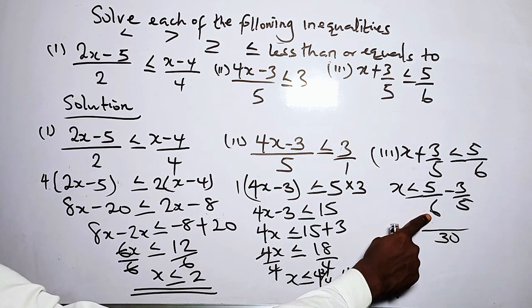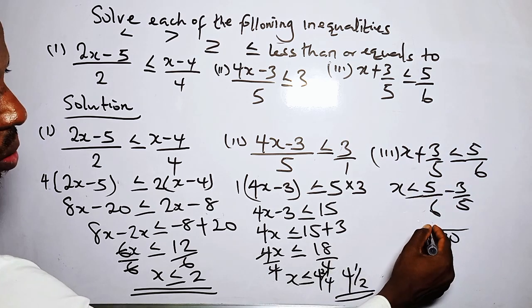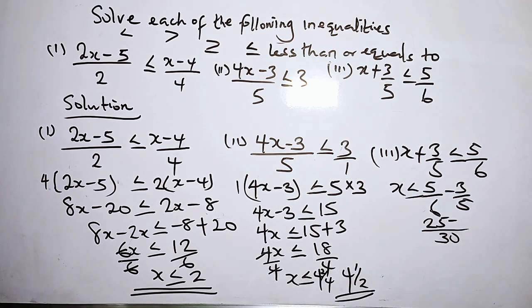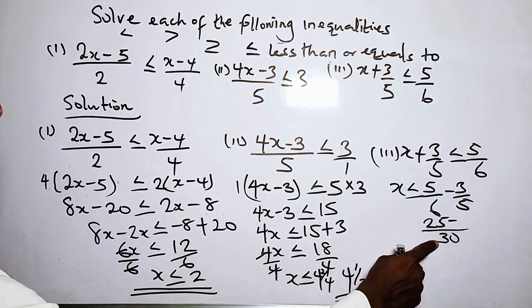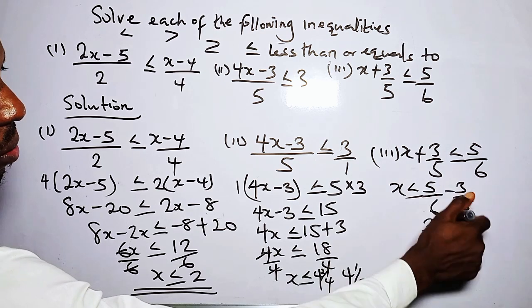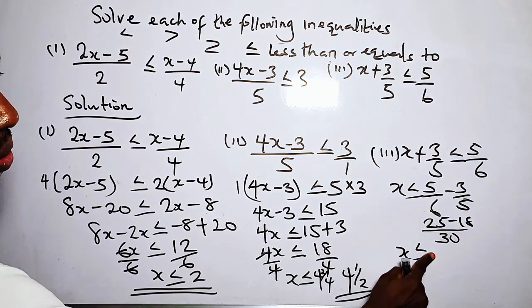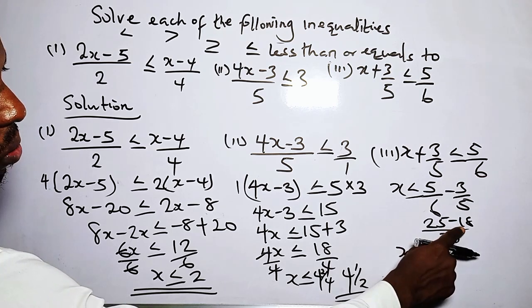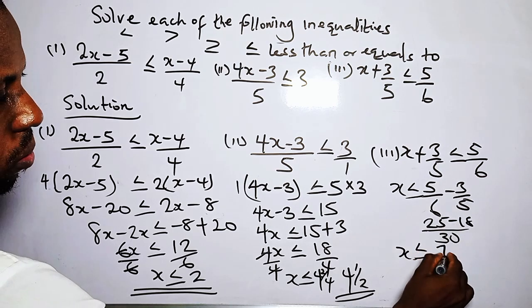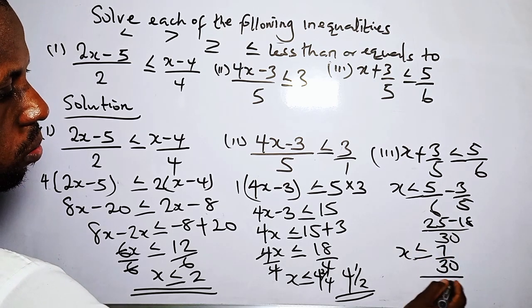For 30 divided by 6 is 5, for 5 times 5, we have 25, minus, for 30 divided by 5, we have 6, for 6 times 3, we have 18, so here we have x less than or equals, when we subtract 18 from 25, we have 7 over 30.